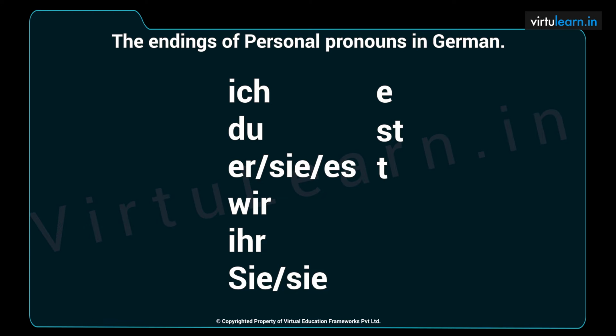Wir ends with en. Ihr takes a t ending. The capital Sie and sie take an en ending.